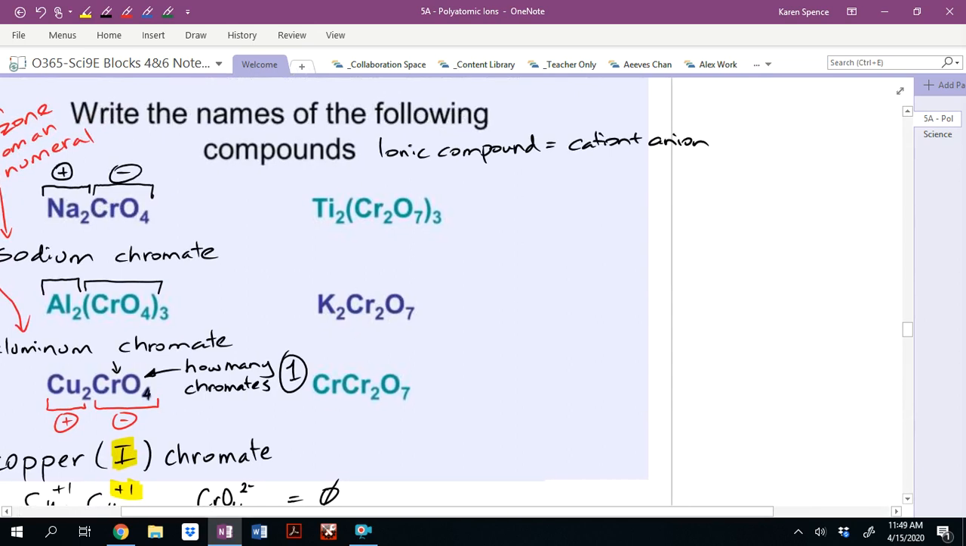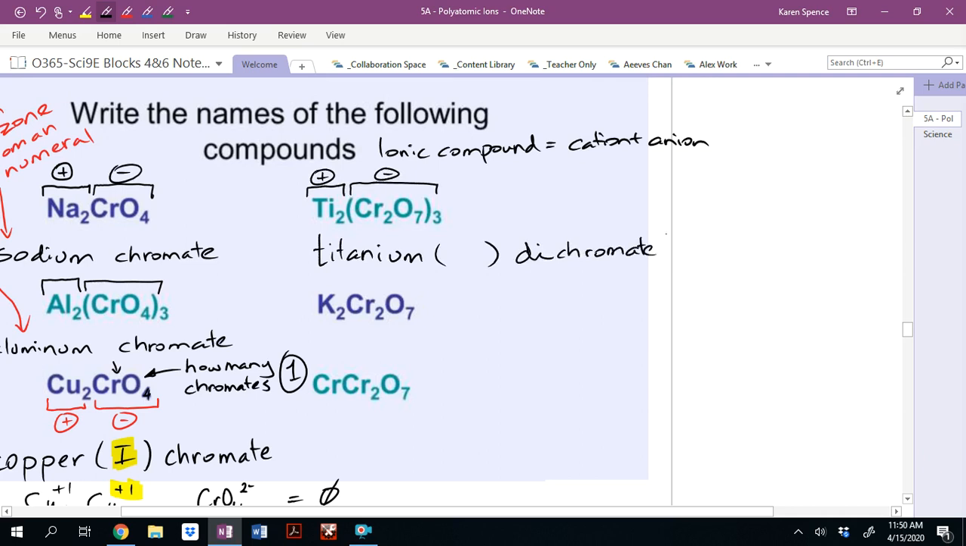Let's go over here and take a look at this one. We have titanium. Titanium is in the red zone, and that is our positive ion. That means that everything else has to be our anion. Okay? Titanium is in the red zone, so it does need a Roman numeral. And Cr2O7, I would be able to look that up on my chart, and it would be dichromate.